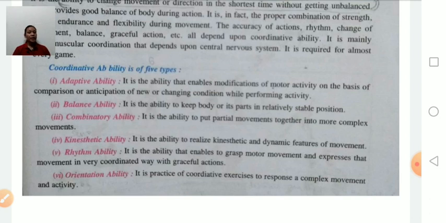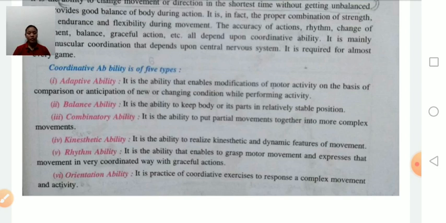Means rhythmic ability means ability to understand the rhythm of the movement, उस मूवमेंट के रिदम को अंडरस्टैंड करना, and expressing the movement, अपने मूवमेंट को एक्सप्रेस करना according to the rhythm. For example, in gymnastics we grasp the rhythm of the movement and perform our movement according to that rhythm.